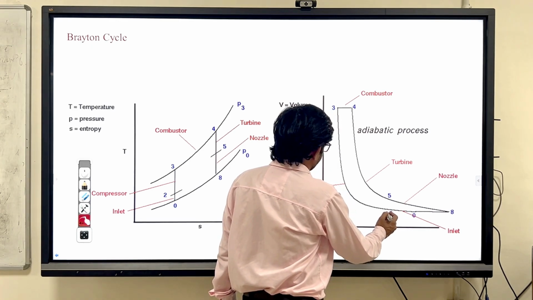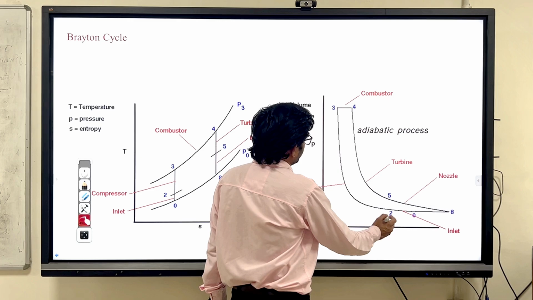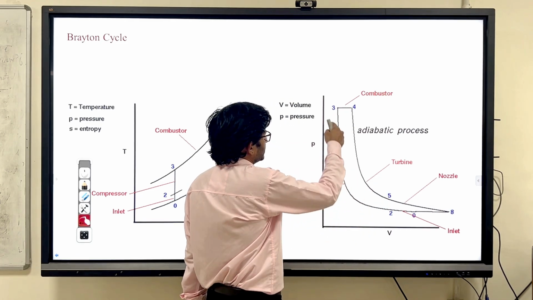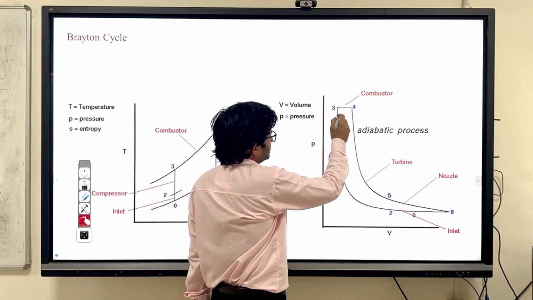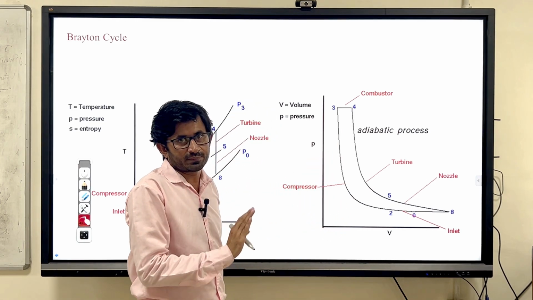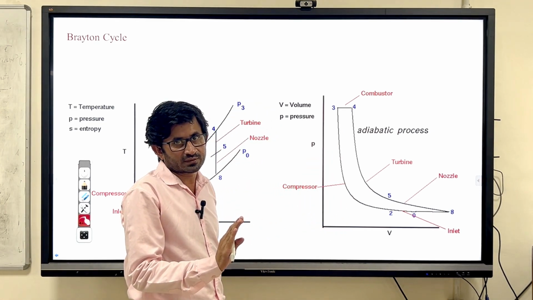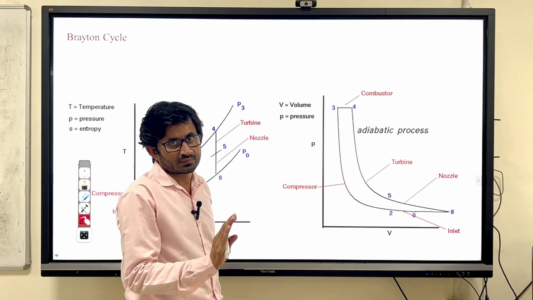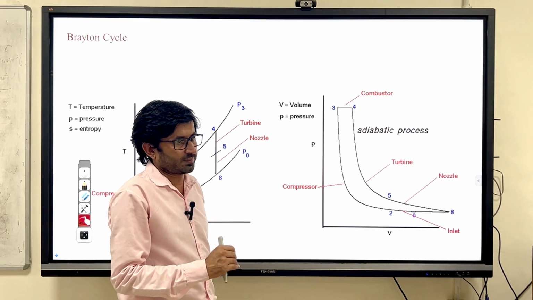And in the PV diagram also you can see, from 2 the pressure has been increased, and the job of the compressor is to increase the pressure, right? From 2 to 3 how the pressure is increasing, right? And in combustion you will take it at constant pressure. So that is an isobaric process.